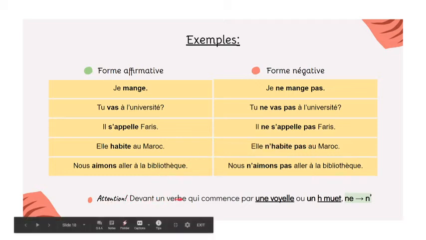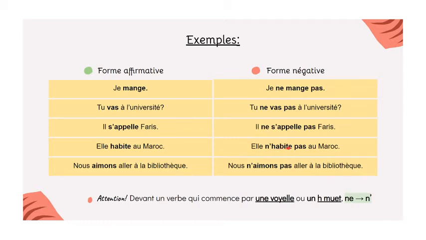So, attention, devant un verbe qui commence par une voyelle ou un H muet, ne devient une apostrophe. In front of a verb which starts with a vowel or a mute H, macam this one, habite, kita akan menggunakan ne bertukar kepada an apostrophe en français. Un autre exemple. Elle n'habite pas au Maroc.